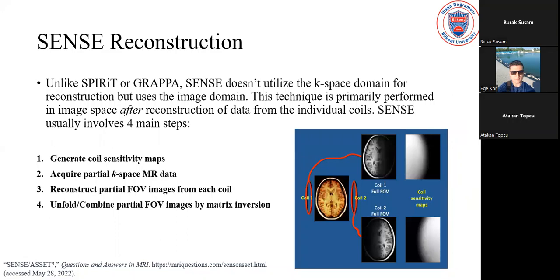As for our second reconstruction method, we have used SENSE reconstruction. Unlike SPIRiT or GRAPPA, SENSE does not utilize the k-space domain for reconstruction, but uses the image domain. This technique is primarily performed in image space after reconstruction of data from the individual coils. And this method usually involves four main steps. First, generate coil sensitivity maps. Second, acquire k-space MR data. Third, reconstruct partial field of view images from each coil. And lastly, combine partial field of view images by matrix inversion.